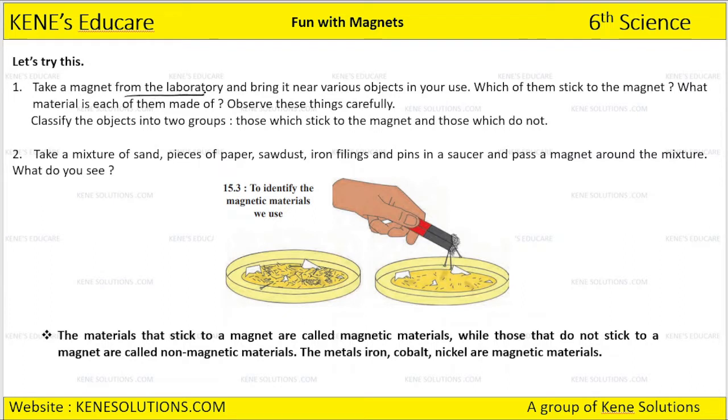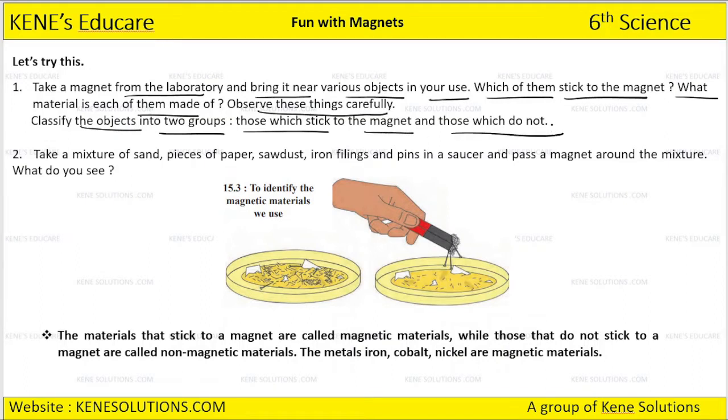Take a magnet from a laboratory and bring it near various objects in your use. Which of them stick to the magnet? What material is each of them made up of? And observe these things carefully. Classify the objects into two groups: those which stick to the magnet and those which do not stick.